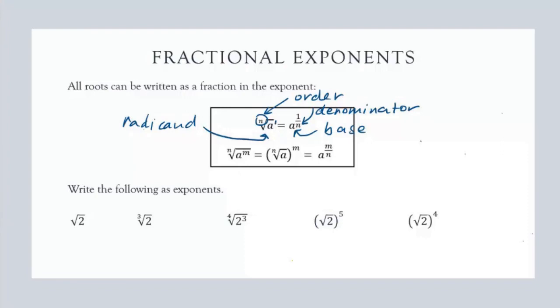Remember as well that it doesn't matter whether we write the exponent that the radicand is raised to underneath the radical sign, as we do here, or raise the entire radical to that exponent. The reason for that is when we write it as a fractional exponent, we can't tell which of the two we mean. These are interchangeable.